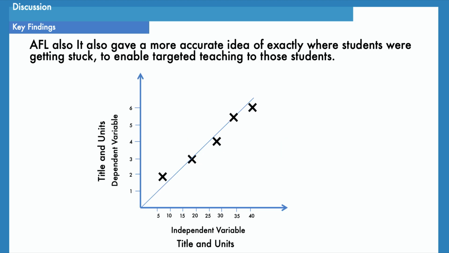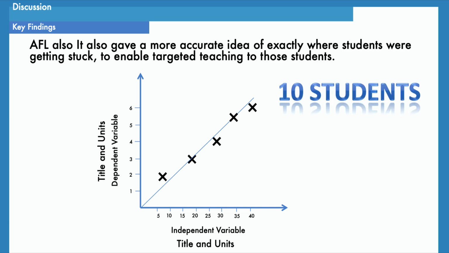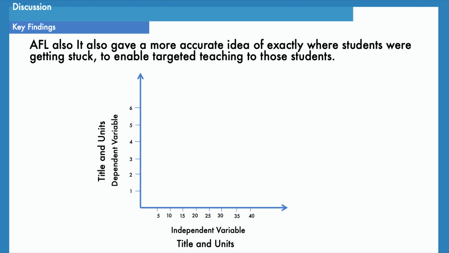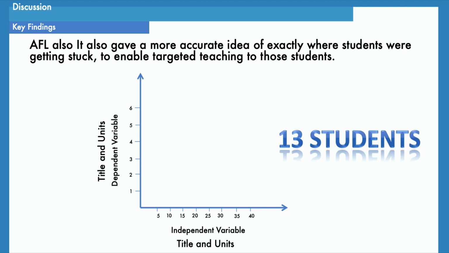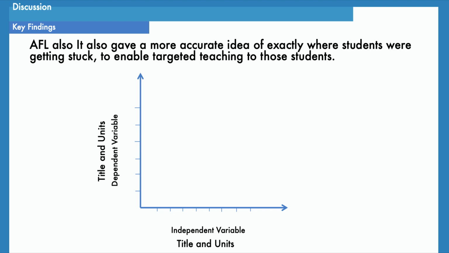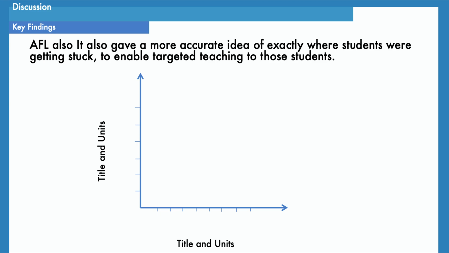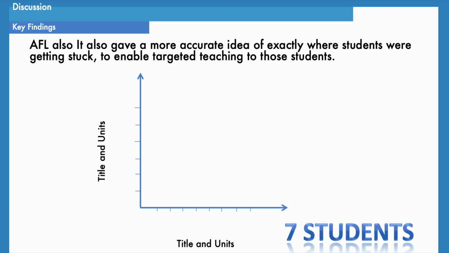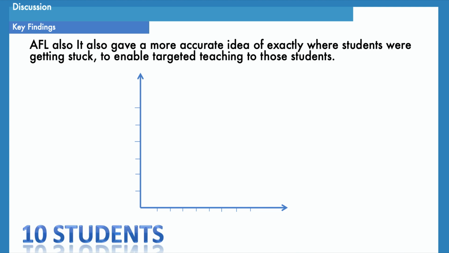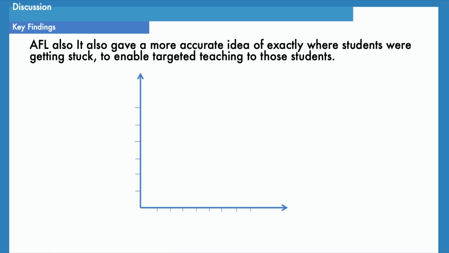AFL also gave a much more accurate idea of exactly where the students were getting stuck on the graphs to enable targeted teaching to those students. So 10 students could do the whole graph. 13 students needed practice with plotting. 9 students needed practice with scaling for the axes. 7 students needed help with dependent and independent variables, so which axis to plot the data on. And 10 students needed help with doing the correct title and units on the graph.